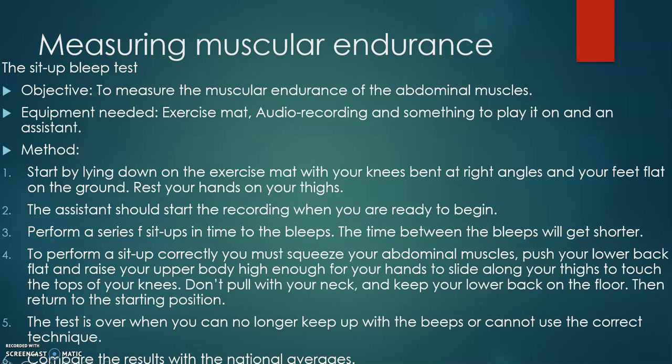To perform a sit-up correctly, you must squeeze your abdominal muscles, push your lower back flat, and raise your upper body high enough for your hands to slide along your thighs. Okay, and you keep on doing this, and you keep continuing to do the sit-up bleep test. The test is over when you cannot go on any longer.